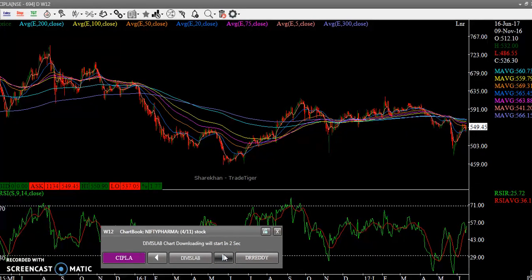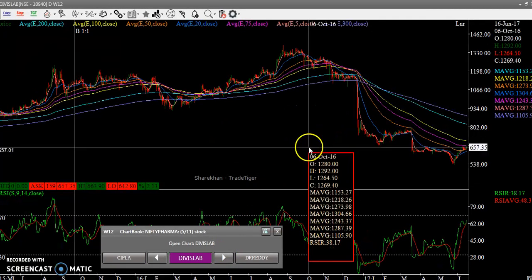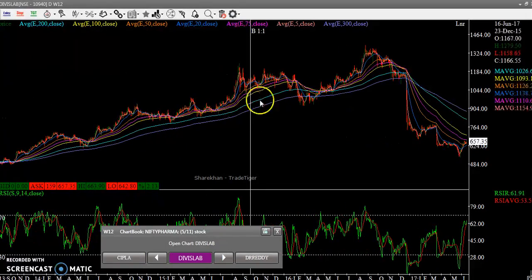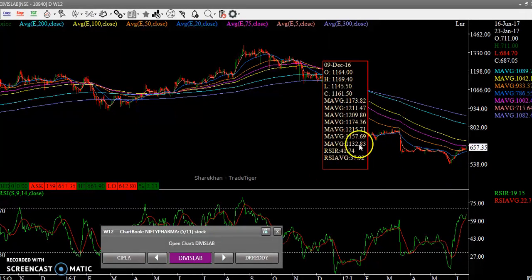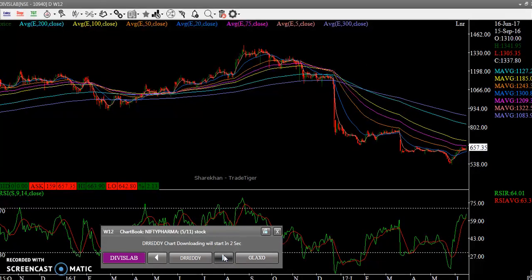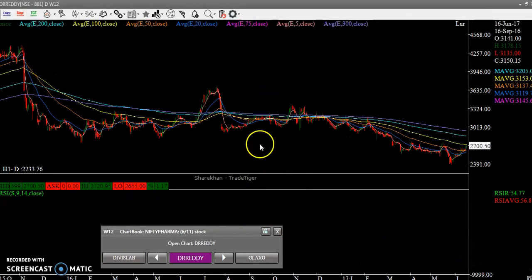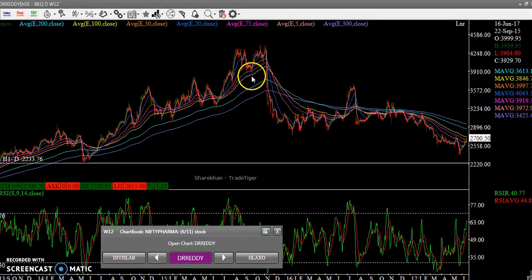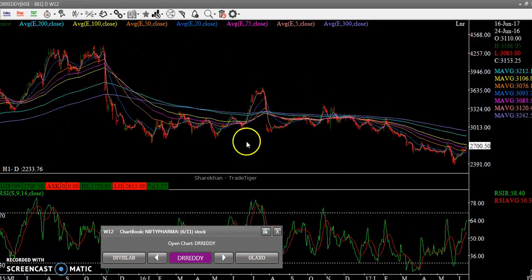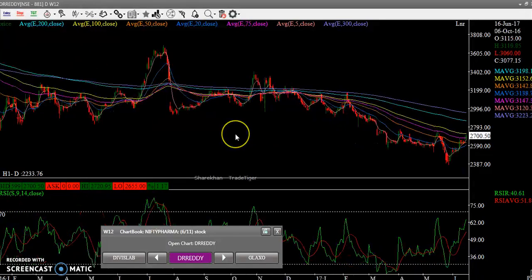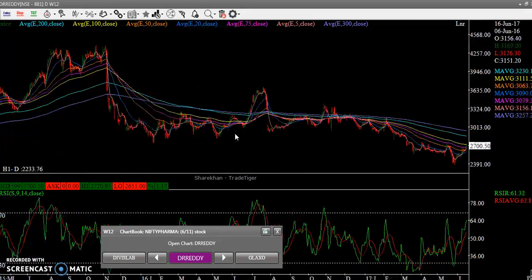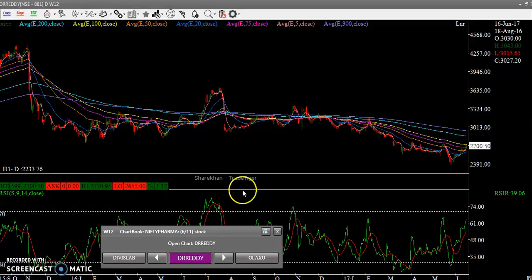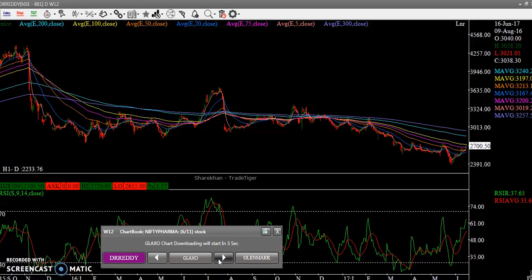Let's look at Divi's Lab. Divi's Lab is again a sideways uptrending stock, and since 2015-16 it has gone down. Not a good stock to buy right now, but you can obviously invest at a later point of time. Dr. Reddy's is also the same story, since 2015 it started going down. So this is what the pharma sector is right now. It was trending down, but you have to wait for the trend to change in the pharma sector because it's a good, very heavily weighted sector here, but you have to wait for the right time to invest.